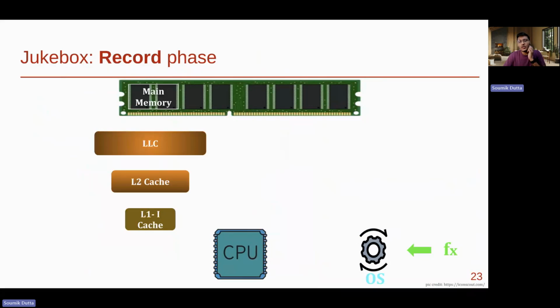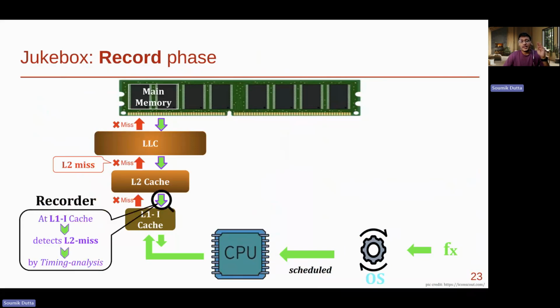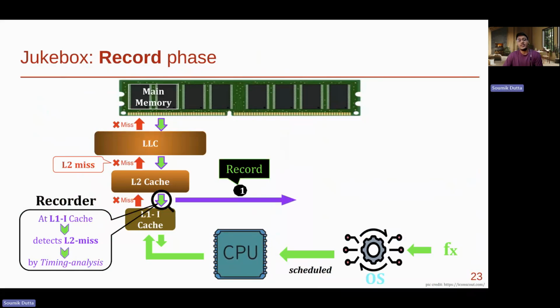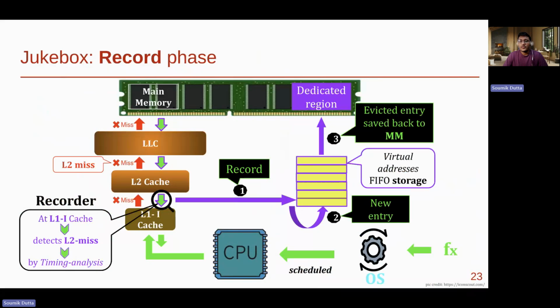When a function gets invoked, the OS first schedules it onto the CPU. As the function is coming for the first time, it misses in the whole memory hierarchy, and the data gets fetched from main memory. Sitting at the L1 I cache, the Jukebox recorder detects the L2 misses depending upon the time L2 takes to fetch the data, and it records the L2 misses into a first in first out virtual address buffer. When the buffer gets full, it evicts its entries into a dedicated region in main memory.